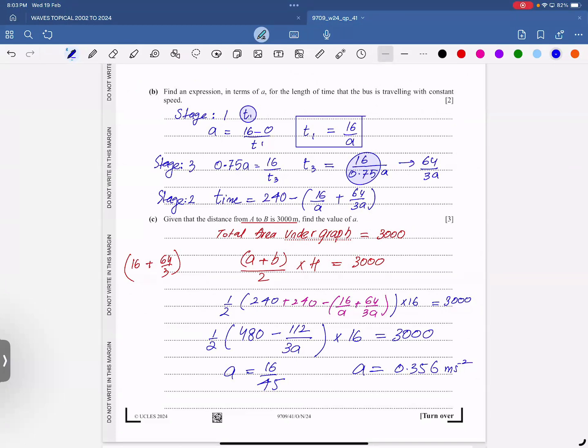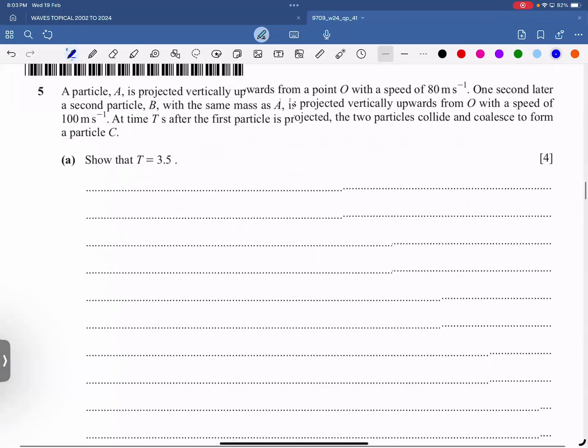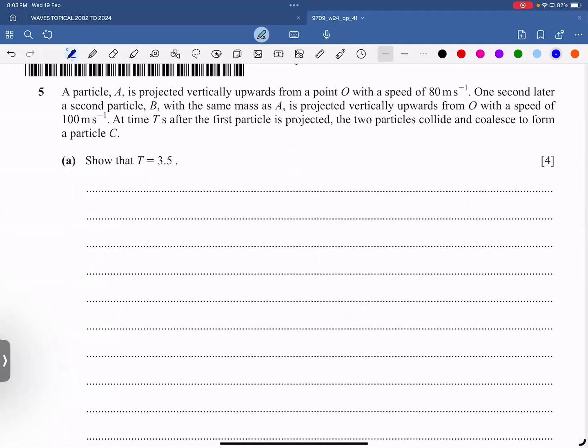We proceed to question number 5, my dear students. This is a two-particle motion. It's a tricky question. Stay with me, my dear. A particle A is projected vertically upwards from the point O with a speed of 80. So make a ground. Project the particle A vertically upwards like that with initial speed 80 meters per second. All right. 1 second later, the particle B is projected. It is a time gap question. So if B is late, the earlier particle has the longer time of motion, my dear. Now they say 1 second later, my dear students.